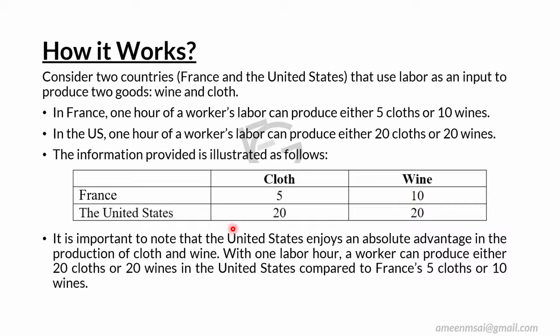It is important to note that the United States enjoys absolute advantage in the production of clothes and wine. Here we can see that the United States can produce 20 clothes in 1 hour or 20 wines in 1 hour, but France can produce only 5 clothes in 1 hour or 10 wines in 1 hour. So the United States has absolute advantage in the production of clothes and wine. With 1 labor hour, a worker can produce either 20 clothes or 20 wines in the United States, compared to 5 clothes or 10 wines in France.